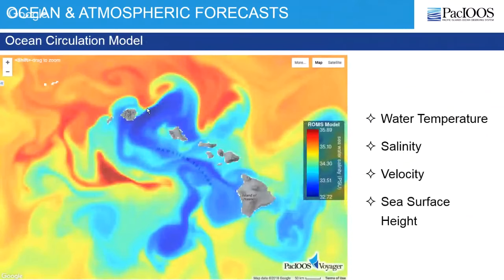And then for our numerical models, we also have an ocean circulation model that predicts water temperature, salinity, currents, and sea surface height. That model is also popular for fishermen. I'm not exactly sure how they use it, but there's something about the currents, and I think also the temperature, like if there's major shifts, there are areas of interest.